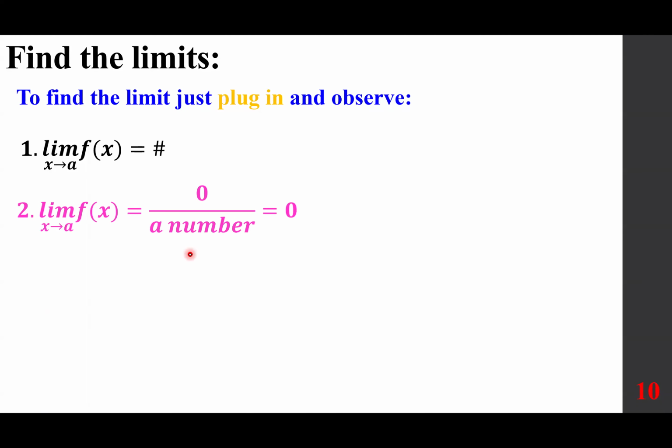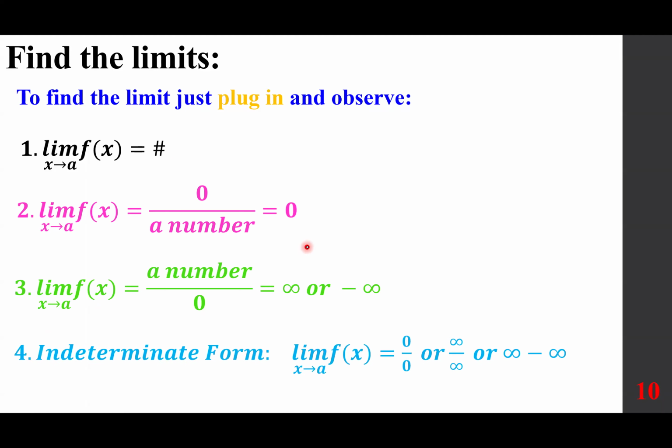It gives us a 0 over a number. By that, we mean a number other than 0, and the answer is 0. It gives us a number over 0. We have to figure out if it's infinity or negative infinity. We used to say it's undefined, but now in calculus, infinity or negative infinity.